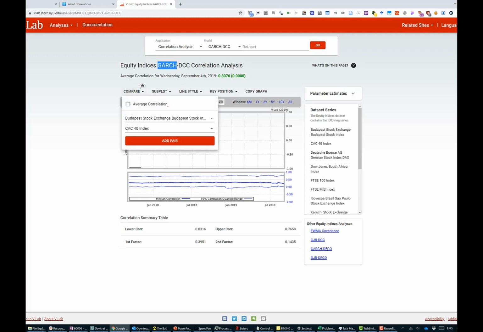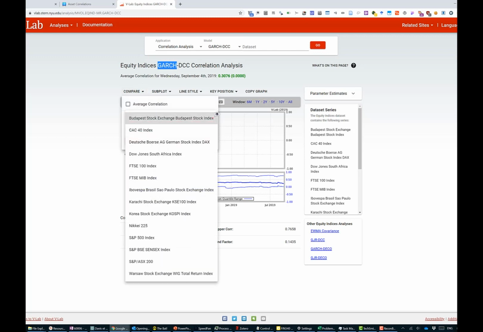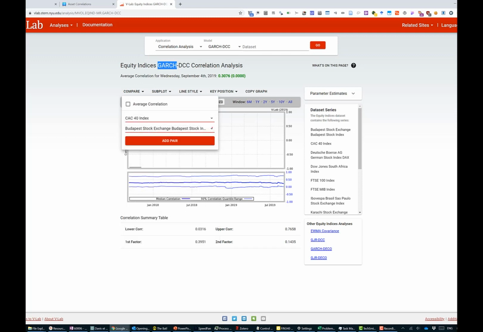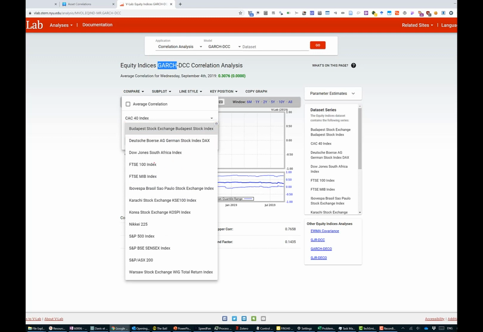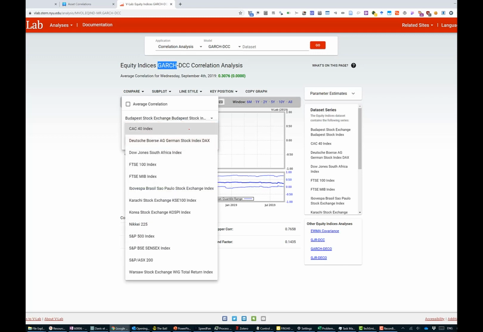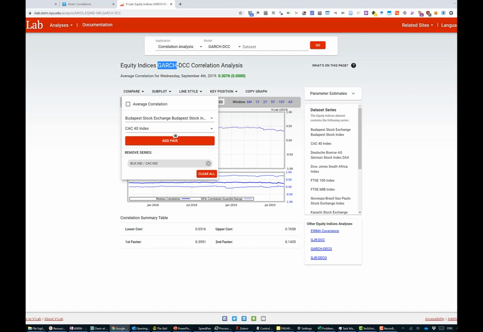So we are going to select different indices. Let's select CAC 40 for France. Let's select FTSE. Let's just add this pair. Okay.